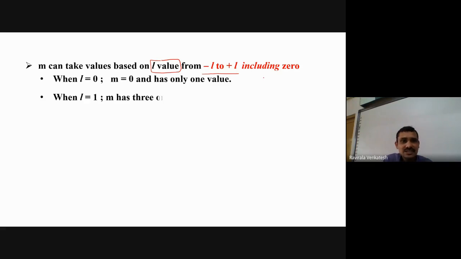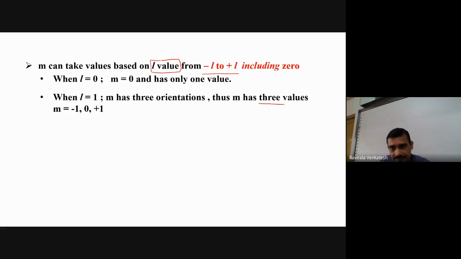Next, when l is equal to 1, how many values do we get? 3 values we get, right? Now how to write these 3 values? You have to take this formula, minus l to plus l. l is equal to 1, right? Now put here minus 1 to plus 1. Now what we get here? Minus 1, 0, plus 1. Total 3 ml values we got here.